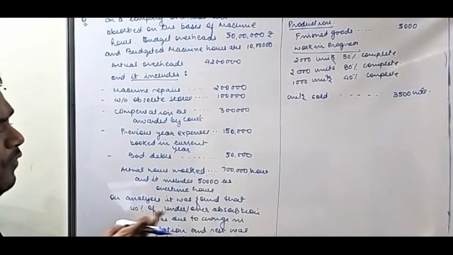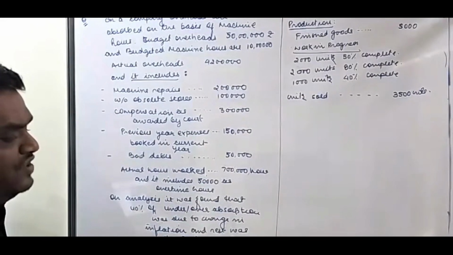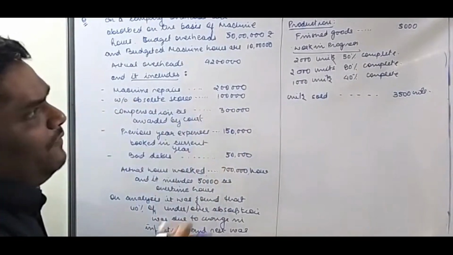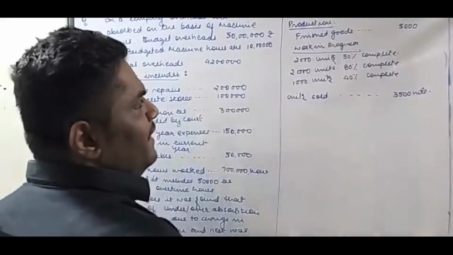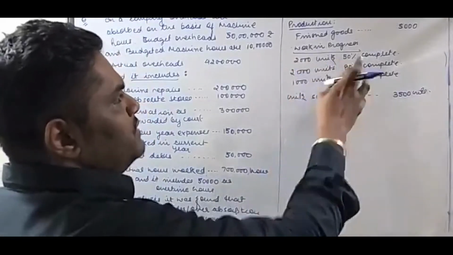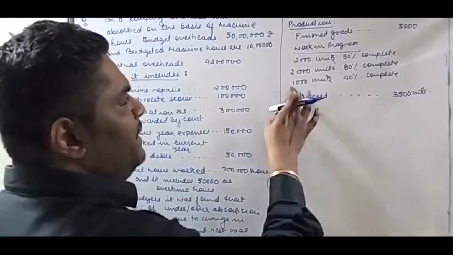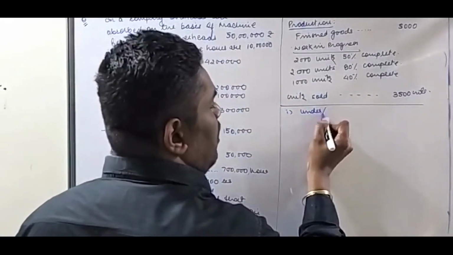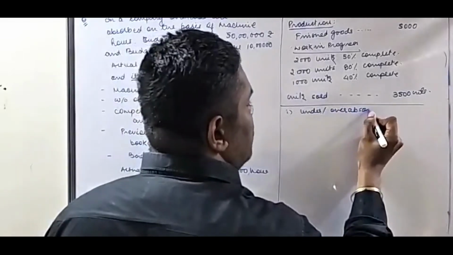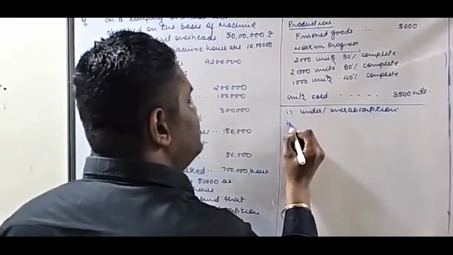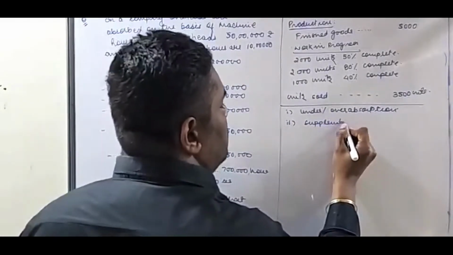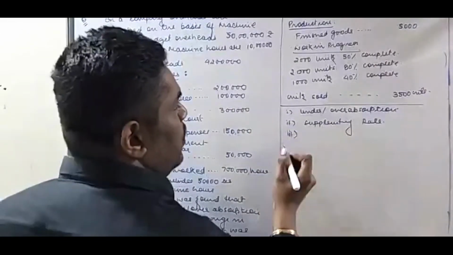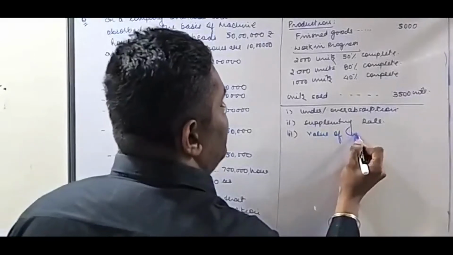On analysis, it was found that 40% of under or over absorption was due to change in inflation and the rest was due to lack of proper planning. When talking about the production data and the sales data, finished goods 5,000, of this 3,500 units are sold. Of the work in progress, 2,000 units are 50% complete, 2,000 are 80% complete, and 1,000 are 40% complete. You are required to first post the answer under or over absorption of overheads. Second answer should be supplementary rate.